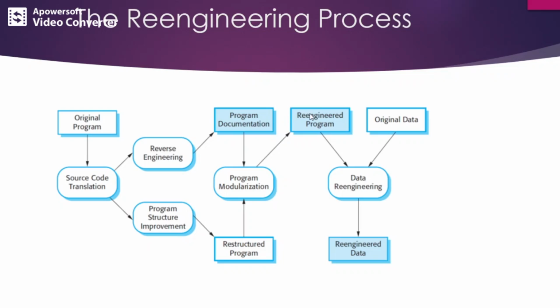Then the re-engineered program will be applied on data re-engineering. You are re-engineering the data. You have the original data, you are re-engineering that data, and finally you get re-engineered data. This diagram doesn't go in flow, so you need to analyze it. Here you're redocumenting the program, making the program more modularized. Then you're also re-engineering the data to get re-engineered data.